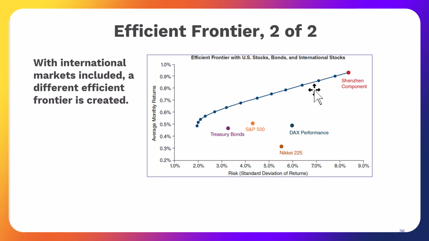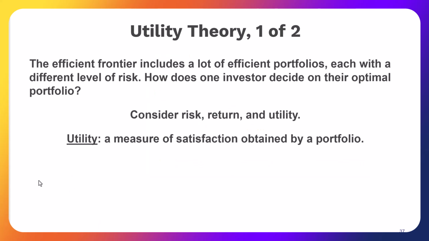So in this case, we're looking at which portfolio do you want comprised of these asset classes. So this is an allocation question. The next step then is to identify which one I actually want. So again, the efficient frontier has a lot of portfolios. Each has different risk. Which one I want is up to me.